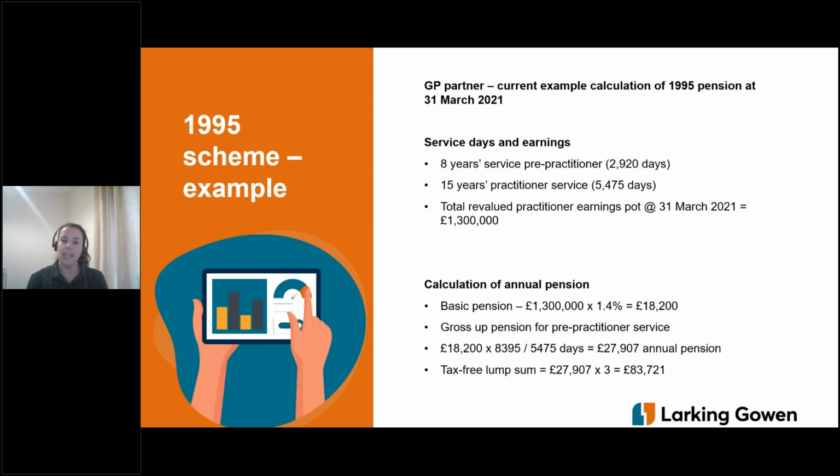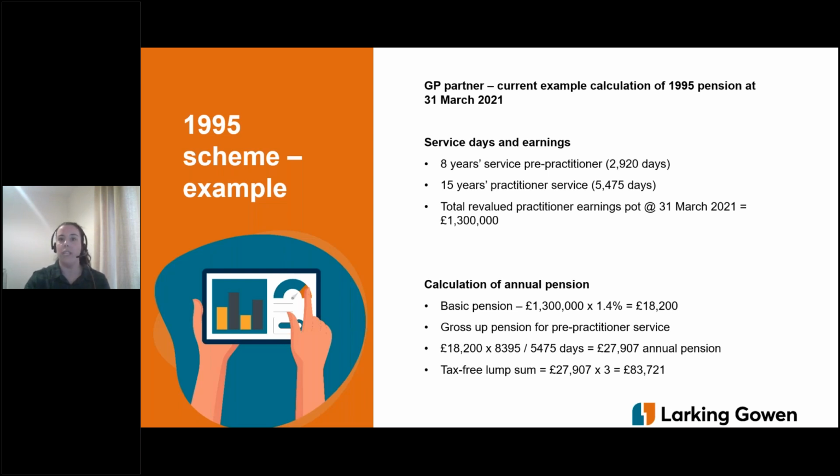27,900. So you can see here that although those earnings are not in that 1.3 million pot, you are generating extra pension for that service. And then, as Lizzie referred to, there is an automatic tax-free lump sum of 3 times that pension, which would be 83,721. So in basic terms, that is how the pension is calculated.